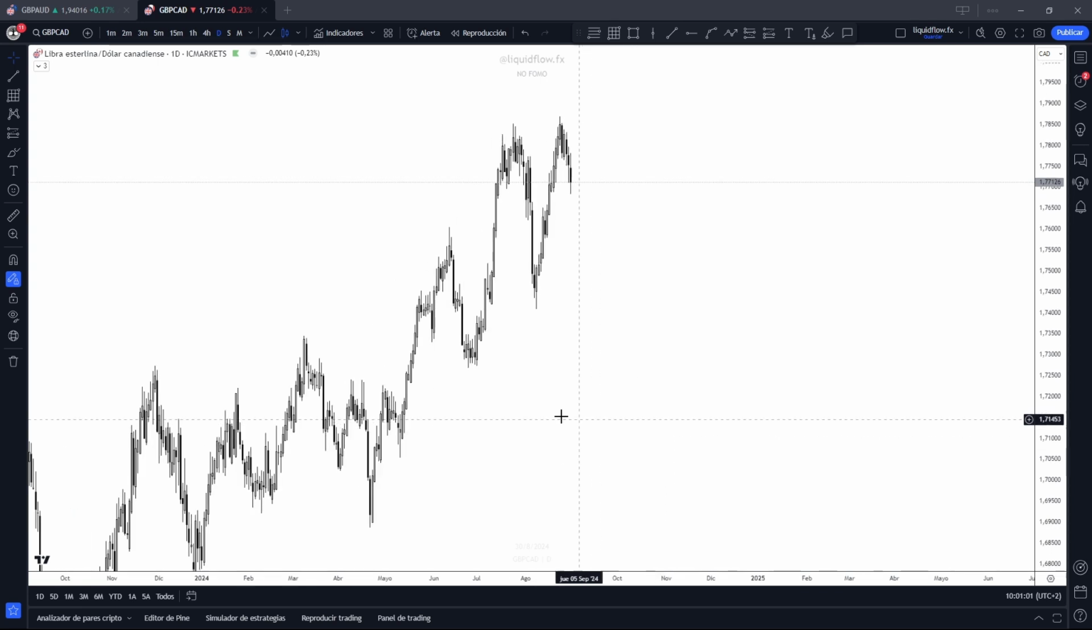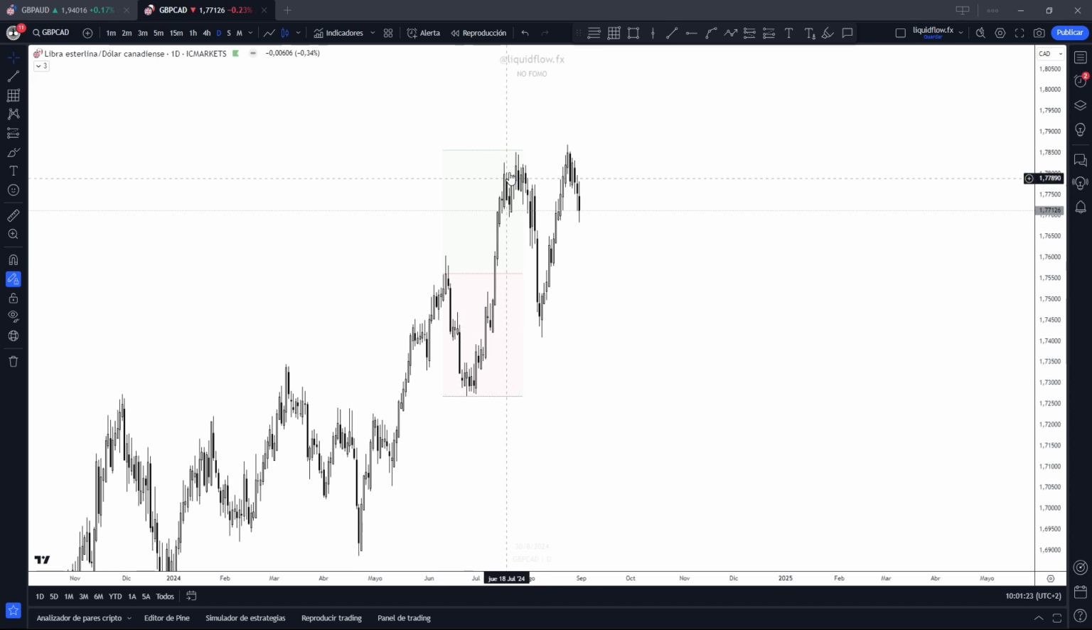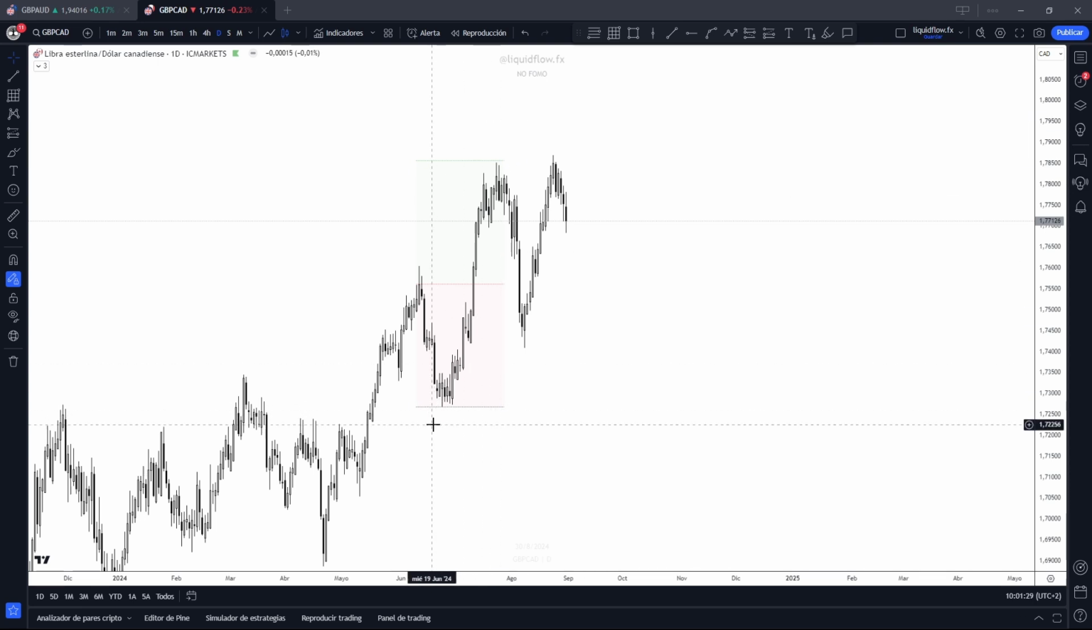Okay, we are in our last leg. So let's say, for example, this one, and we're going to mark from the bottom to the top, and this is our PD array matrix area. So we go bullish, and as you can see, we're expecting the market to make a retracement into what? Into the discount area to find a better moment to buy.